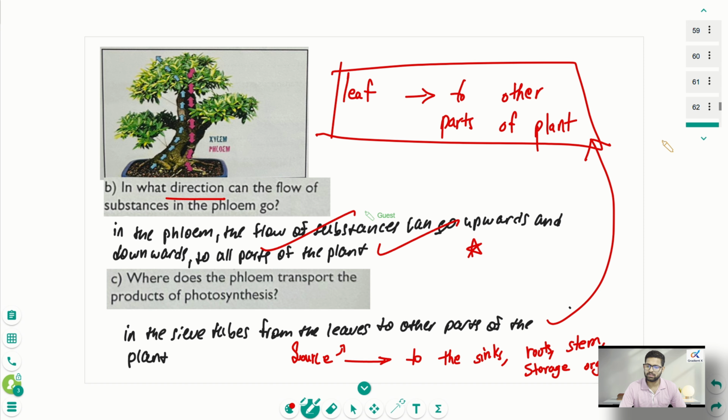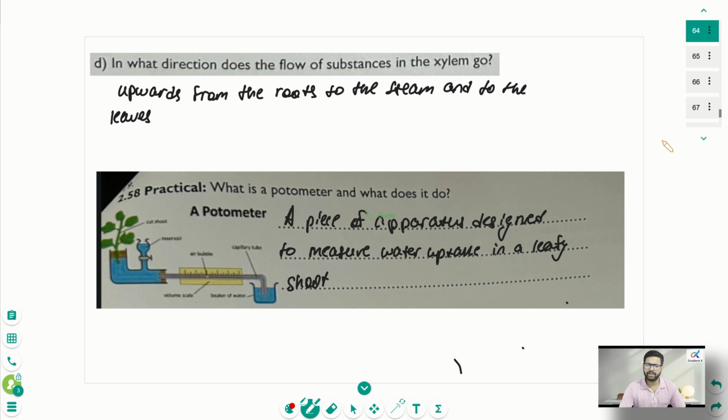Understood? If you specify it, you'll get full marks. Over here, there's a chance that you'll lose 1 mark, okay? Why take the risk? The D part. Read it.